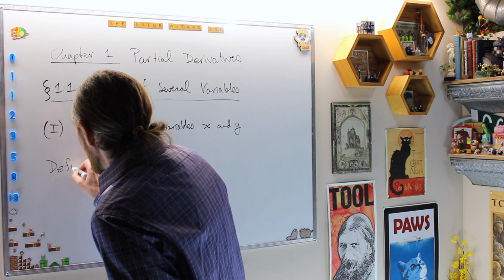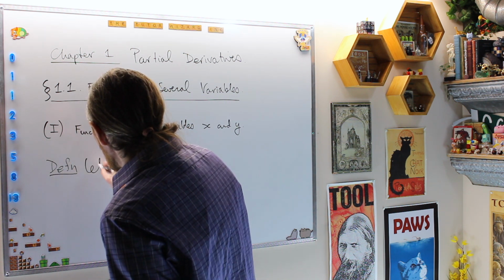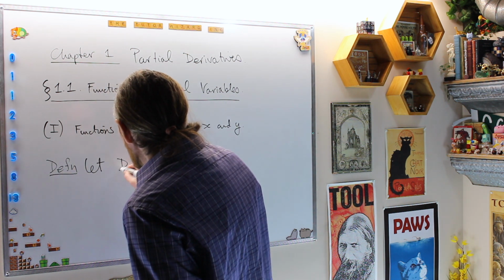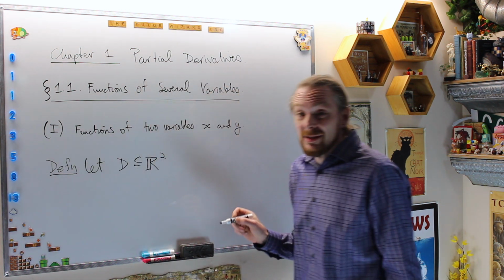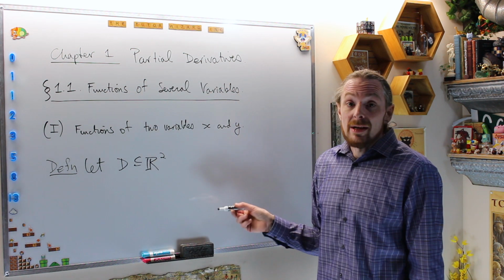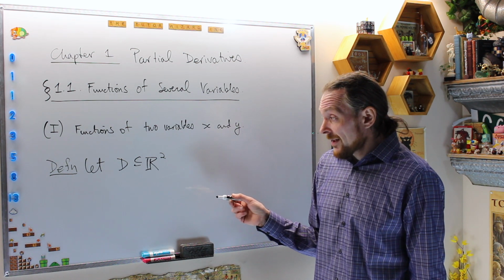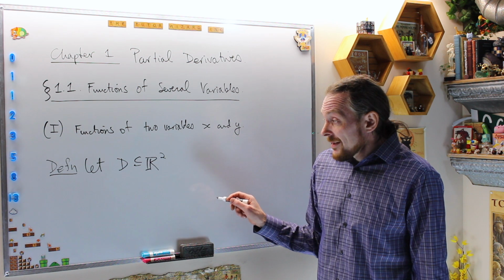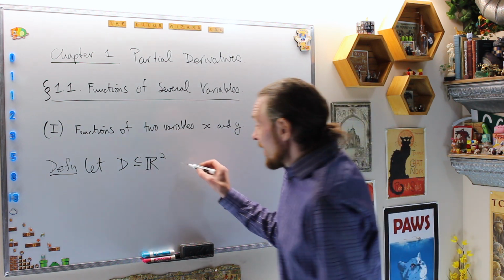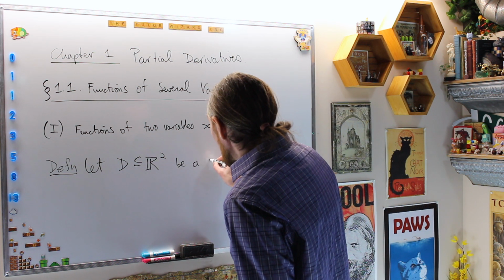Definition: let D be a subset of R2. So again, I'm using notation, but this is R2, the space of all 2-dimensional vectors. D is a subset of that, so this is how I write this. D is a subset of R2, be a set.